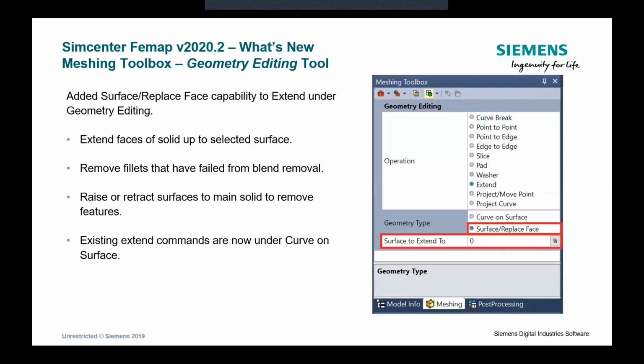Another thing that we have here is the meshing toolbox. We have geometry. In the geometry editing tool, we have the extend operation. Before, we didn't have the geometry type option here. Everything was just curve on surface. So essentially what we did was we added a surface replace face option here. This just allows you to raise or extract surfaces to main solids and remove features.